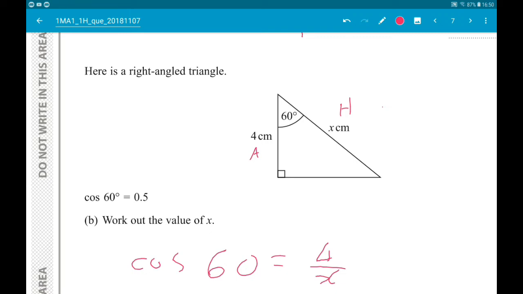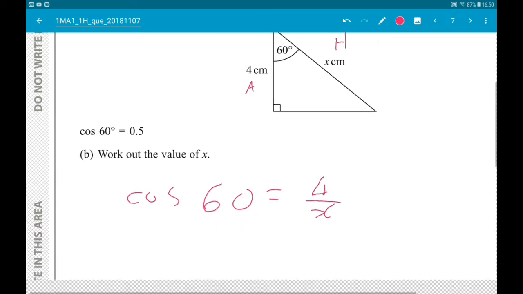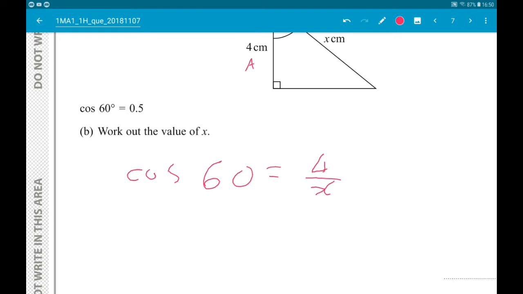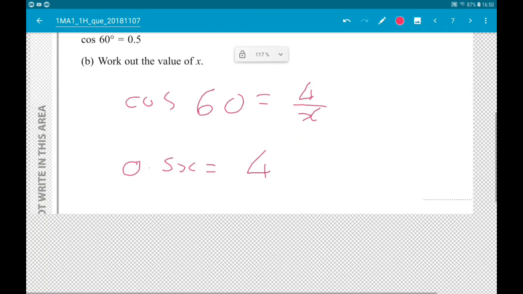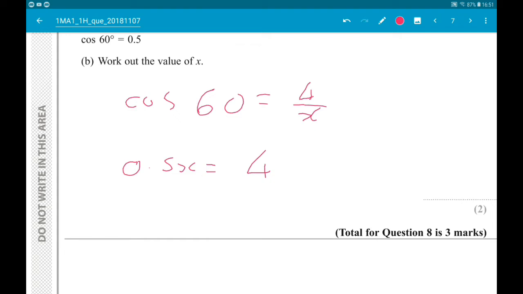Now, we need to get x up from the bottom, so we multiply through by it. Now we also know cos 60 is 0.5, so we can say that 0.5x is equal to 4. Now we could divide both sides through by 0.5, or just multiply both sides by 2. So x is 8.